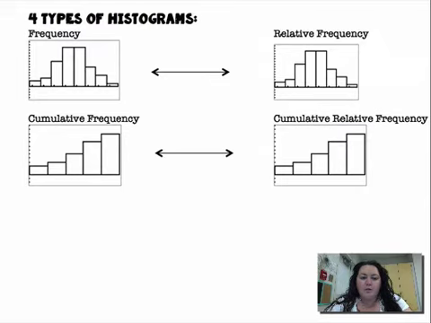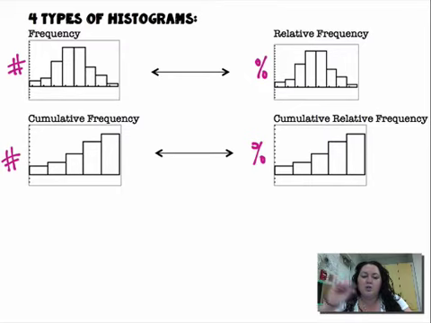Alright, 4 types of histograms. We have frequency, relative frequency histogram, cumulative frequency histogram, and cumulative relative frequency. So with frequencies, we're dealing with numbers. With relative frequencies, we're dealing with percentage. So same with the cumulative. Cumulative, it's just building each time. So you're taking the last column, kind of like when we had the segmented bar graph. You're taking the last column and you're including that and you're adding to it.